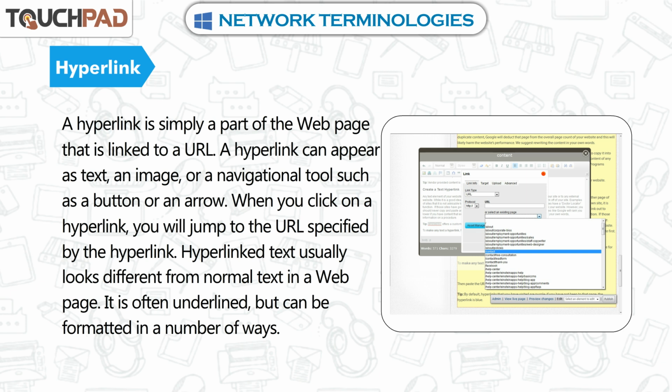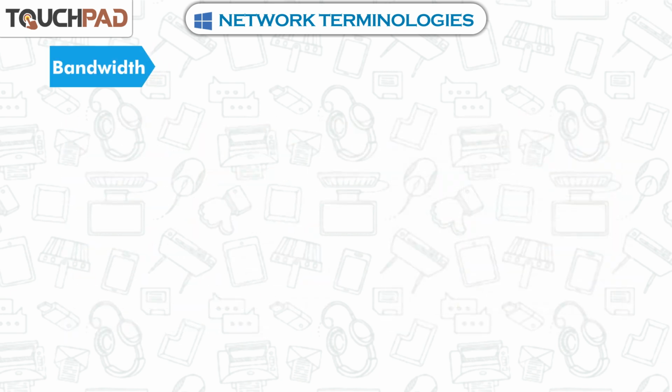A hyperlink can appear as text, an image, or a navigational tool such as a button or an arrow. When you click on a hyperlink, you will jump to the URL specified by the hyperlink. Hyperlinked text usually looks different from normal text in a web page. It is often underlined, but can be formatted in a number of ways.